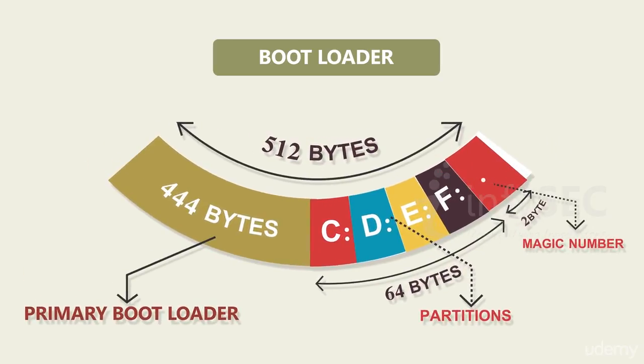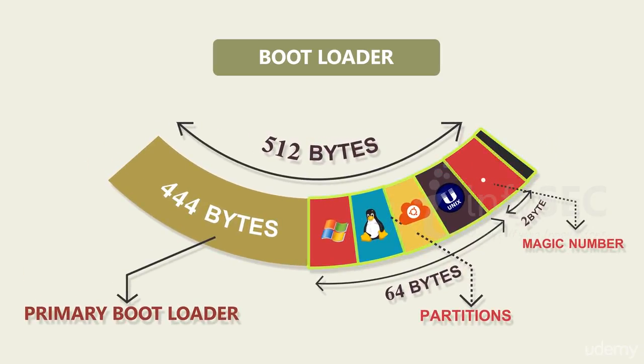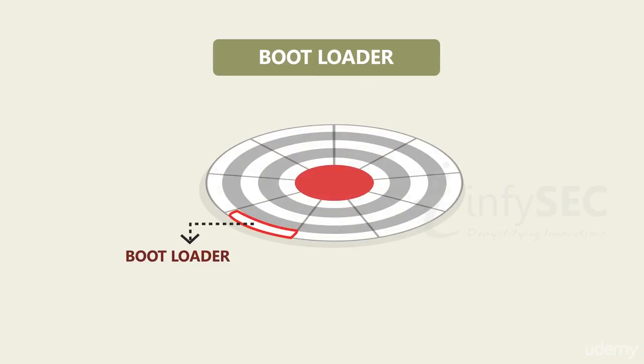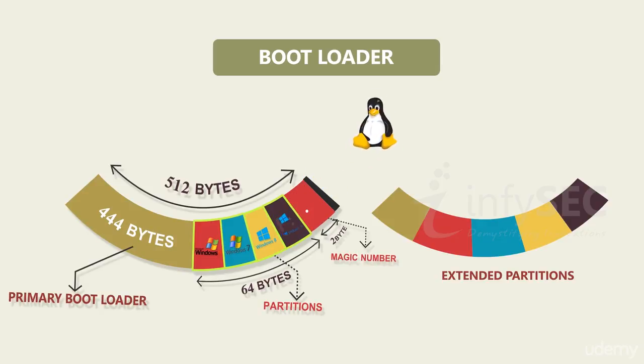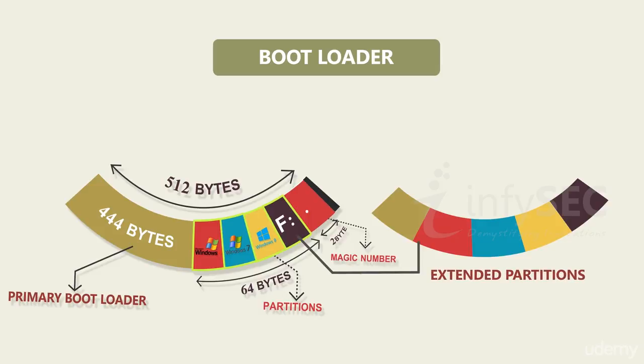However, when multiple OSs are installed in a system, due to the constraint of the partition table's capacity to hold only 4 entries of 16 bytes each, extended partitions, the logical division of one major partition into more partitions, are used. For example, when a system is installed with Windows XP, Windows 7, Windows 8 and Windows 10 in different partitions and needs to be installed with Linux, one of the major partitions is divided into 2 or more logical partitions called extended partitions.